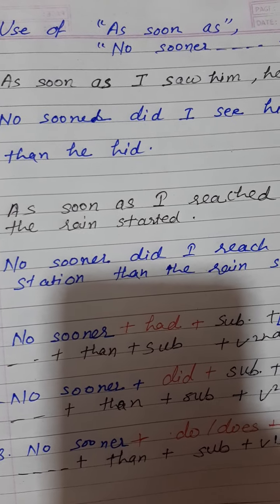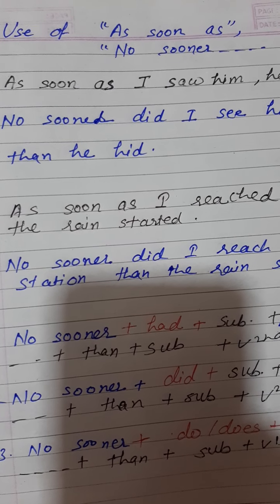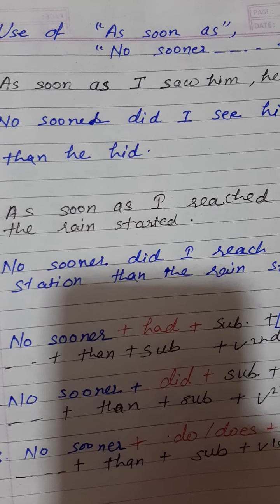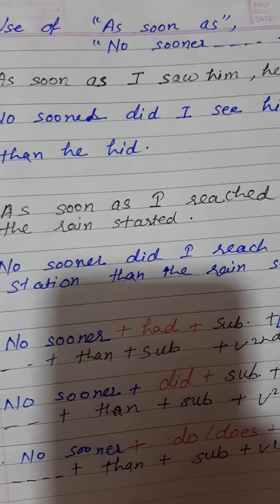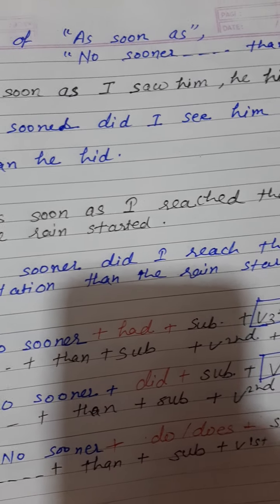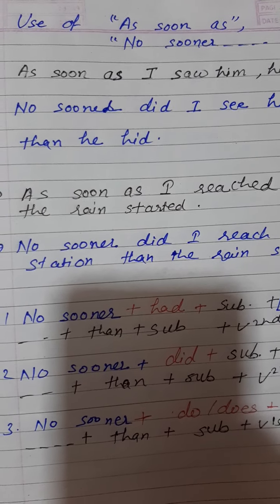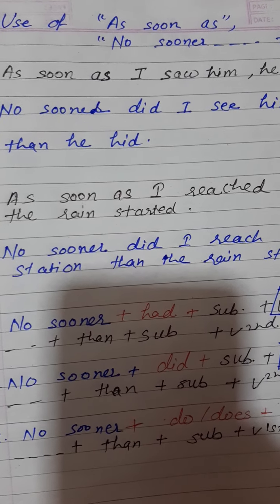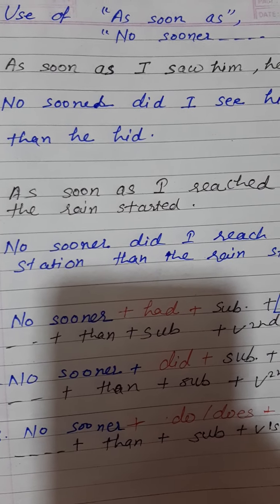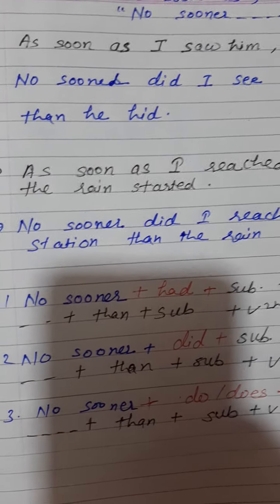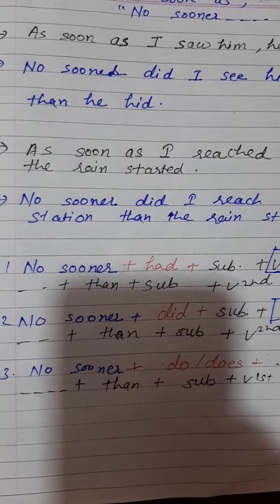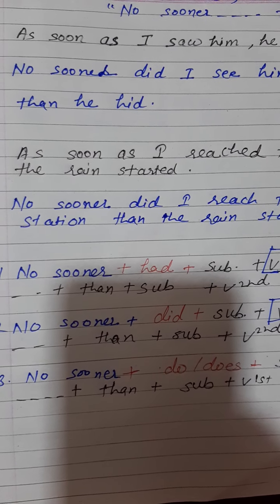You can see here, as soon as I saw him, I saw him. On the basis of this sentence, here we use the helping verb did. No sooner did I see him than he hid. So when we start our second sentence, before that we put than. Second sentence: as soon as I reached the station, the rain started.